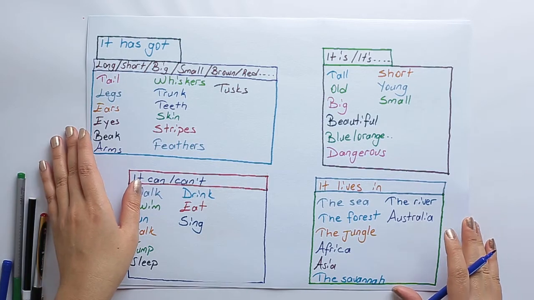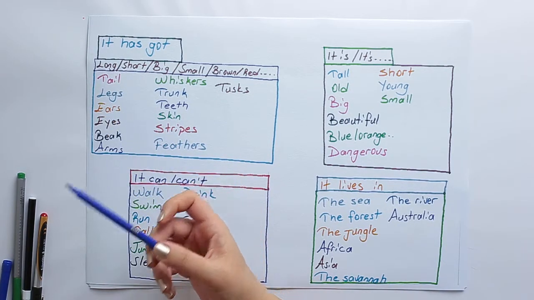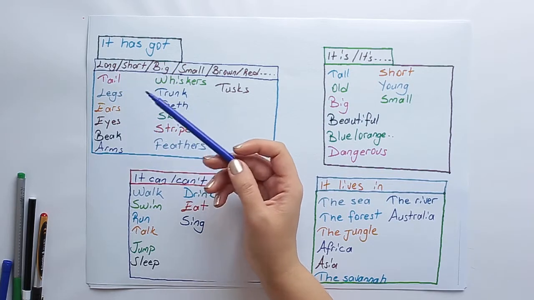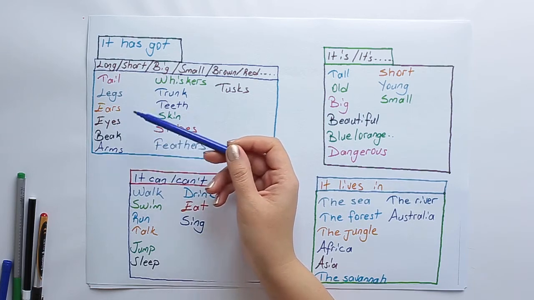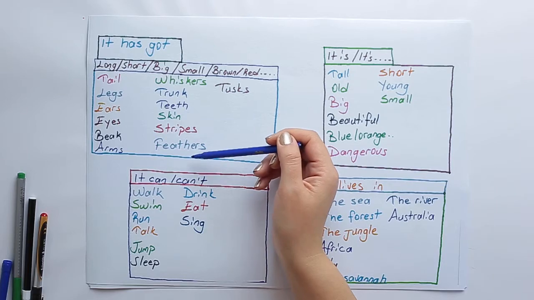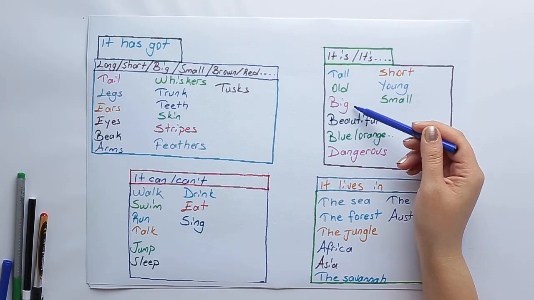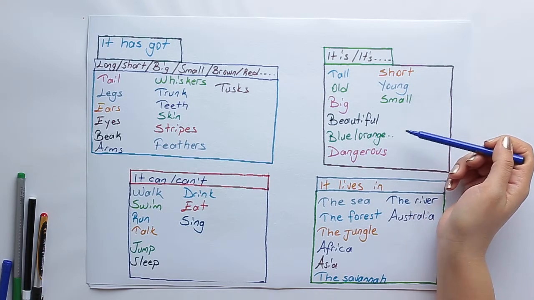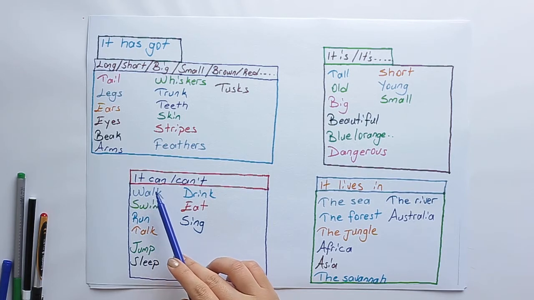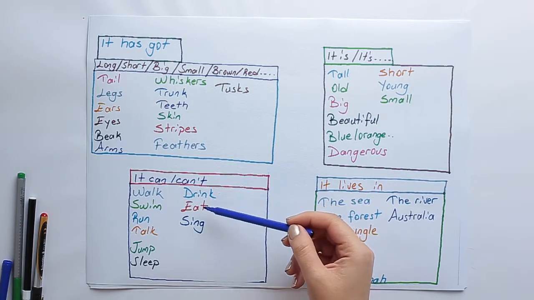And here, while we are describing animals, we can use them. For example, it has got long, short, big, small, brown, red tail. For example, it has got a long tail or short tail, legs, ears, eyes, beak, arms, whiskers, trunk, teeth, skin, stripes, feathers, tusks. And it is tall, old, big, beautiful, blue, orange, and other colors, dangerous, short, young, small, and their abilities. It can or can't walk, swim, run, talk, jump, sleep, drink, eat, sing.